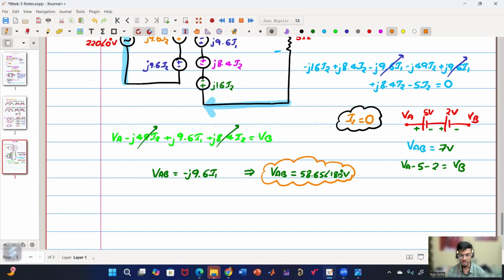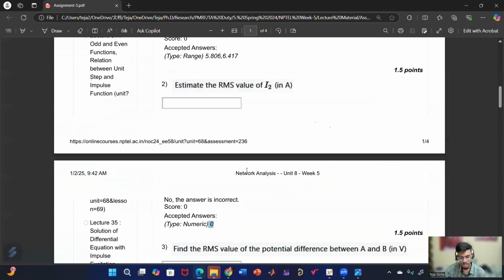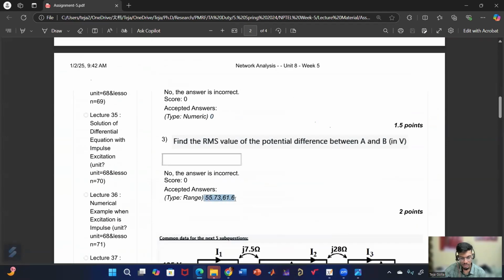Sir, there is one doubt. Why do we cancel out minus J 49 I2 and J 8.4 I2? Because I2 is 0. Okay, I2 is 0. Minus 180 and plus 180 both are same because theta equals 360 plus theta. So VAB is 58.65. Let us go and check. It is 58.65. It is matching.